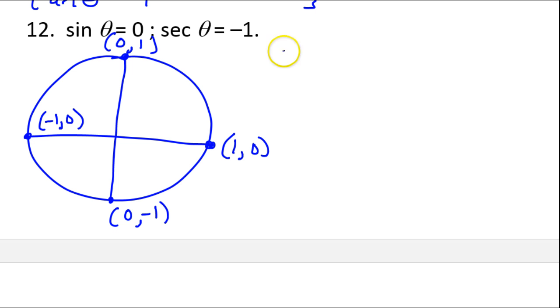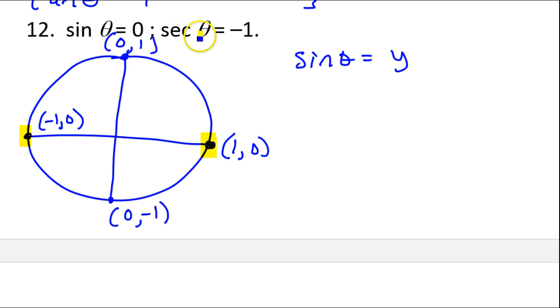Now remember that the sine function is a y value on the unit circle. So that means if the sine is 0, see how the y value is 0 here? So this is one of the possible points. And see how this y value is also 0. So this is another point. Okay, so it's got to be one of these two.